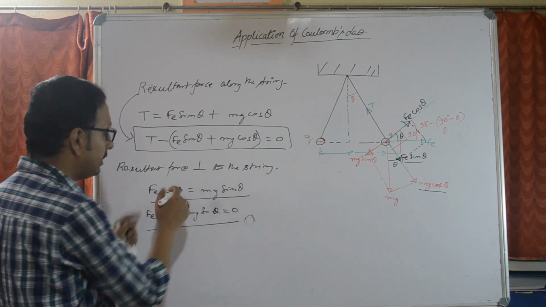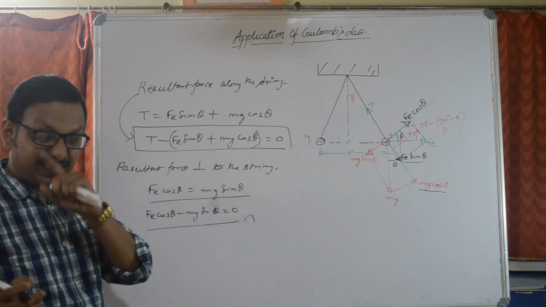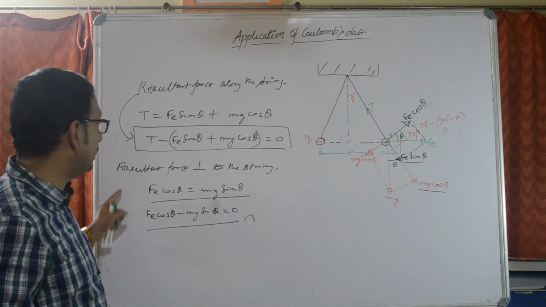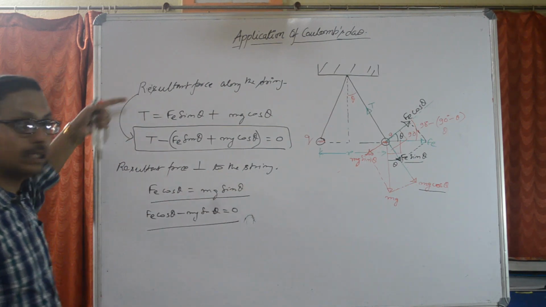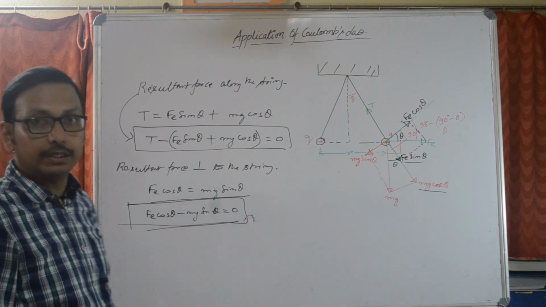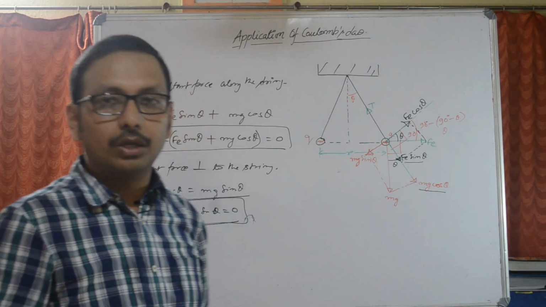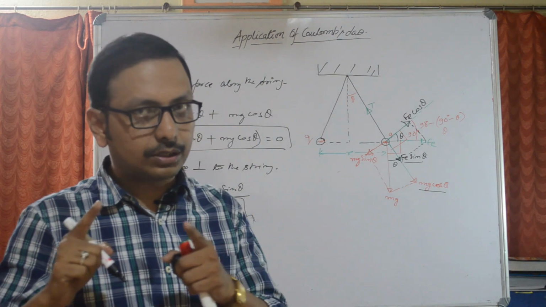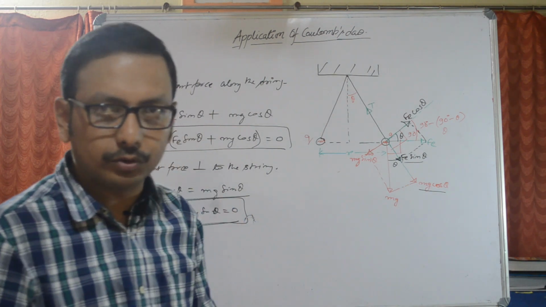I can take it this side and I can make it 0. Both the conditions are the same here: the resultant force is perpendicular to the string. So these are the two things which you get when you find out the resultant. One thing you need to be very clear about: when they ask you about the resultant, that means there is obviously more than one force. Clear?